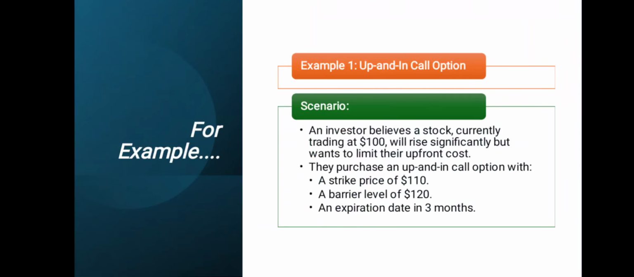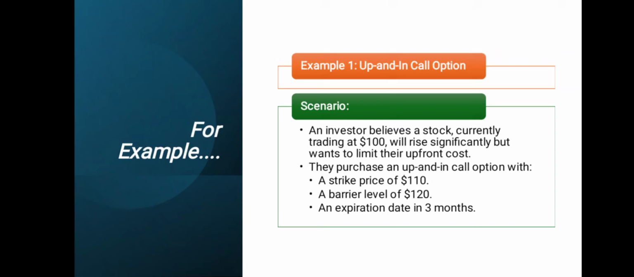And this is a simple example of a scenario for the barrier option, showing how it works in the market. This is an up and in call option. There is also a down and in call option, but here I am going to discuss just the up and in call option. Its opposite is the down and out call option. So scenario 1 is this.